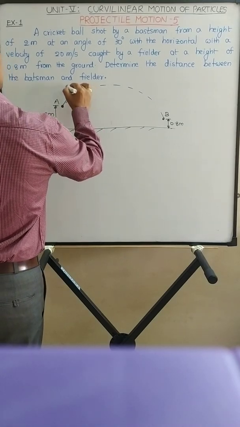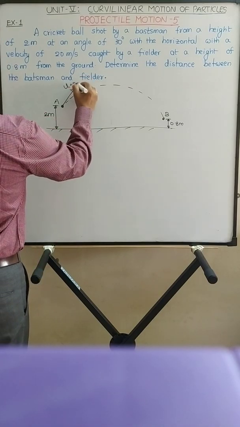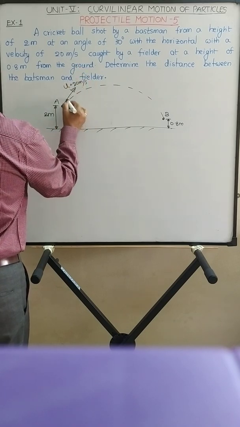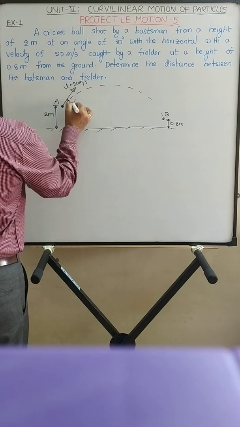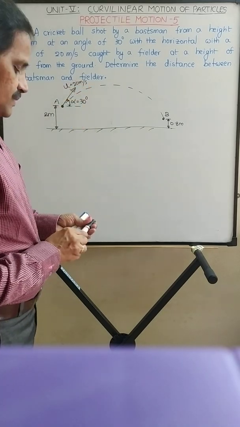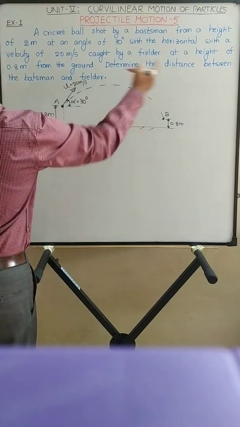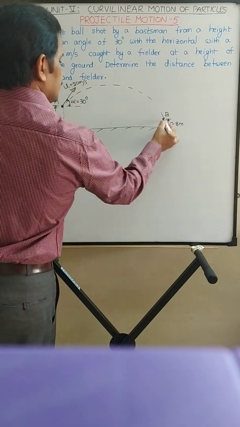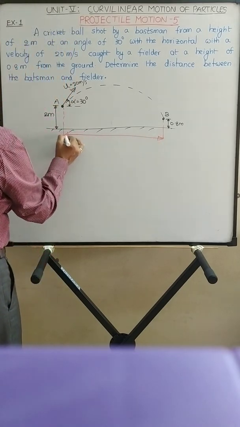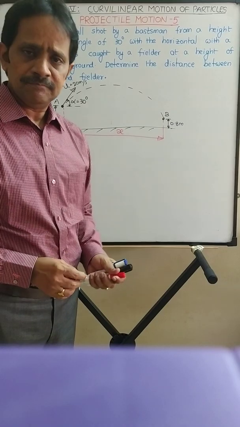Let U be the initial velocity, which is given as 20 meters per second, and at an angle alpha which is 30 degrees with the horizontal. Now we have to find out the distance between the batsman and the fielder. That is the distance between the points A and B. Let us say X. Is it clear?